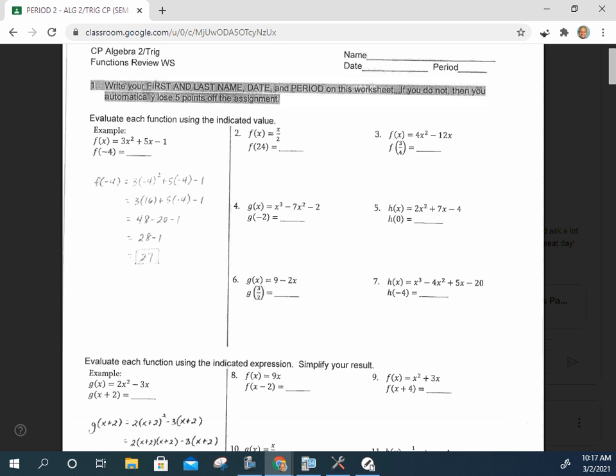So problems 2 through 7, you're given a number and you're plugging it into the problem. So to help you, off to the side, on the left-hand side is an example of that type of problem. So for example, with number 2, f of 24 means take 24, plug it in for x. So that's 24 divided by 2, and that's 12. And you work similarly with the rest of the problems there.